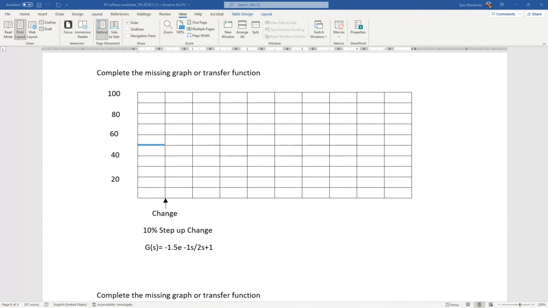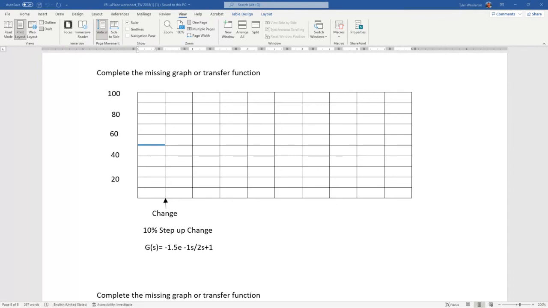So first thing we can figure out is what is our new static value going to be? And it's going to be 1.5 negative times our 10% step up change, which means that we're going to come down 15. So somewhere along here is where our final steady state value is going to be.